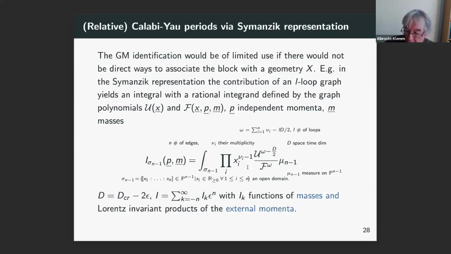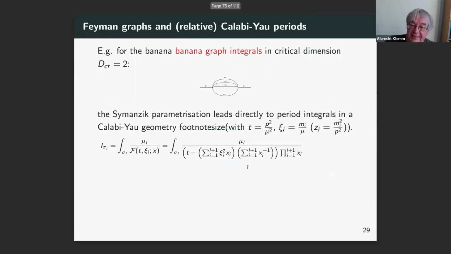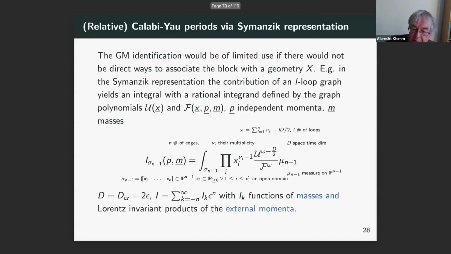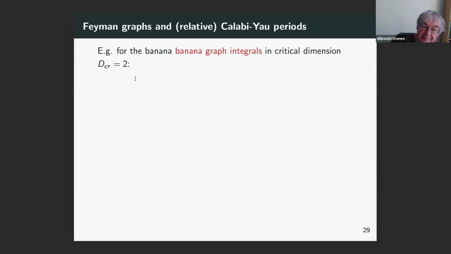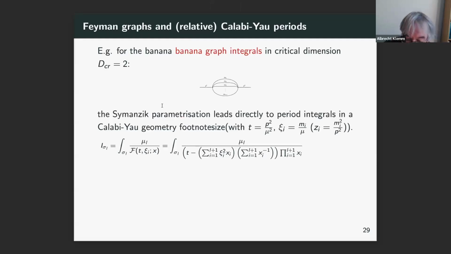And if you are good at it, then you will realize that this is a Calabi-Yau manifold. So for instance, for the banana graph, you see it is like this. The banana graph has two vertices, and I call the loop order L, so it has L plus 1 propagators. And you see, if you count this quantity, omega minus d over 2, this is actually 0. So this U polynomial comes with the power 0, and omega is 1. So in 2 dimensions, the U polynomial comes with power 0, and the F polynomial with power 1.